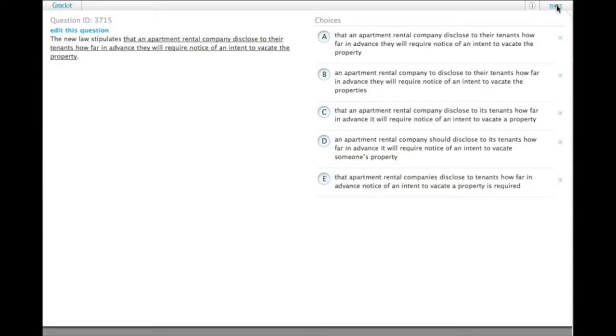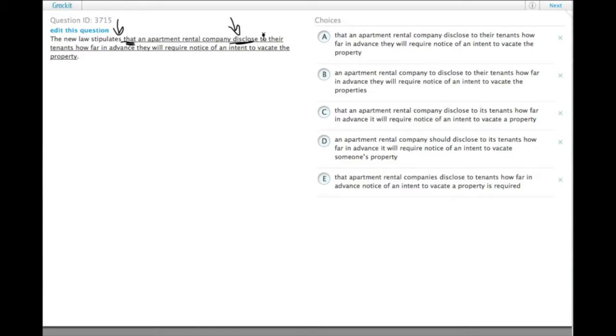The new law stipulates that an apartment rental company disclose to their tenants how far in advance they will require notice of an intent to vacate the property. A couple things jump out at us. Number one, stipulate is a word that generates a "that" after it, and then it will also have the subjunctive, disclose, which looks like the infinitive to disclose without the word "to."